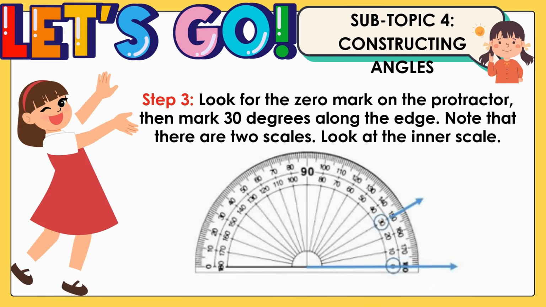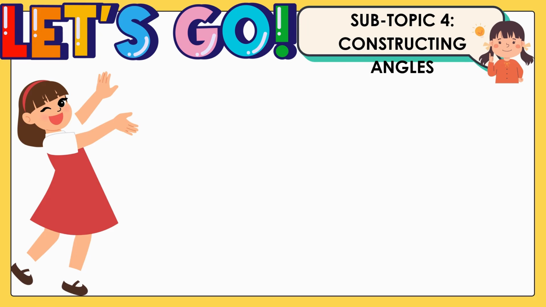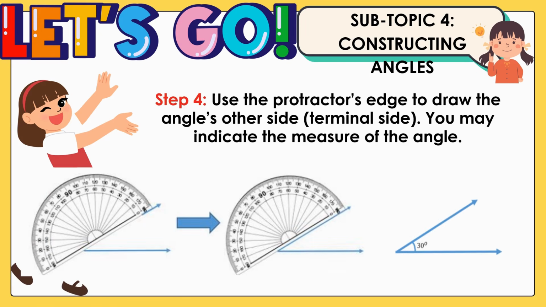Step 3. Look for the 0 mark on the protractor. Then mark 30 degrees along the edge. Note that there are 2 scales. Look at the inner scale. Step number 4. Use the protractor's edge to draw the angle's other side or the terminal side. You may indicate the measure of the angle. Look at the pictures and you can follow it.